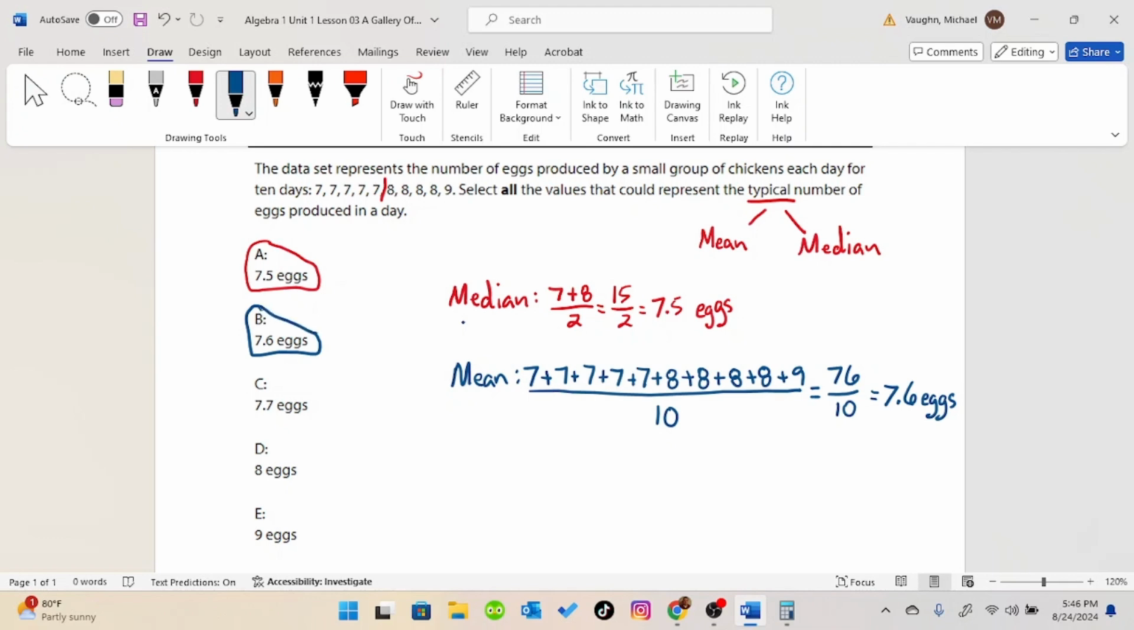So choice A is correct if we use median as our typical number, and choice B is correct if we use the mean as the typical number. If you have any questions about how to find the median or the mean, please use class time to ask for further clarification.